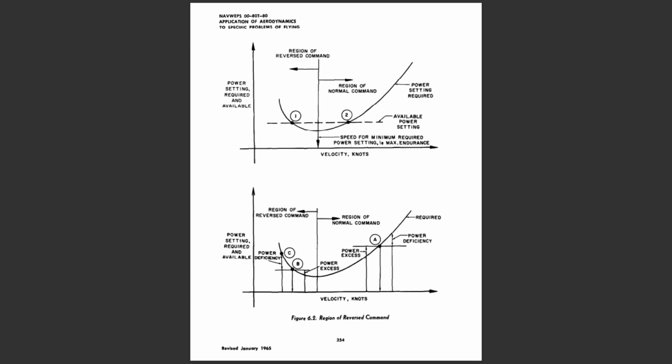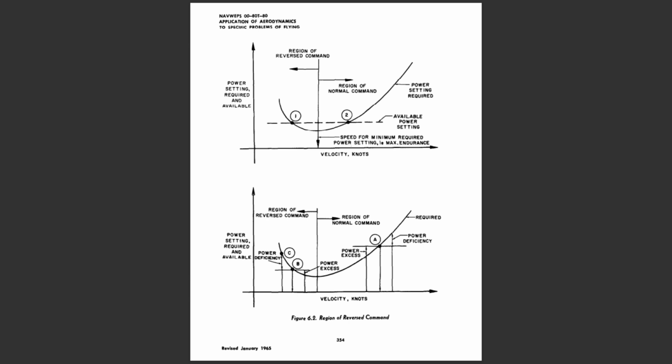The characteristics of flight in the region of reversed command are illustrated at point B on the second curve of figure 6.2. If the airplane is established in steady, level flight at point B, lift is equal to weight, and the power available is set equal to the power required. When the airplane is disturbed to some airspeed slightly greater than point B, an excess of power exists, and, when the airplane is disturbed to some airspeed slightly lower than point B, a deficiency of power exists. This relationship is basically unstable because the variation of excess power to either side of point B tends to magnify any original disturbance.